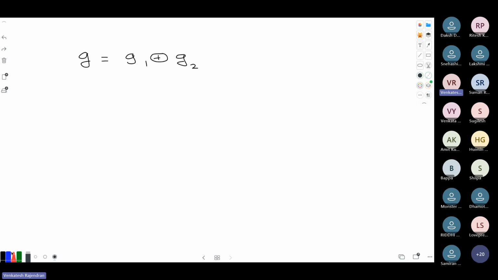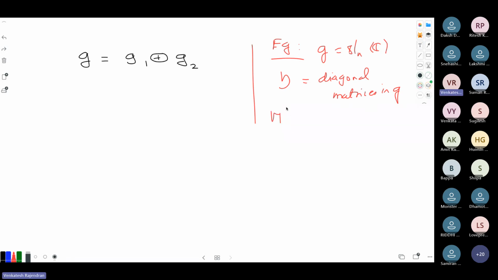So let's keep one example here. So if we take G to be SL_N, we can talk about the diagonal matrices inside G, which is a subalgebra, indeed an abelian subalgebra. Then you have this n plus, which is upper triangular, strictly upper triangular.